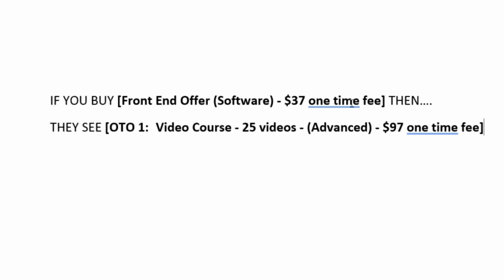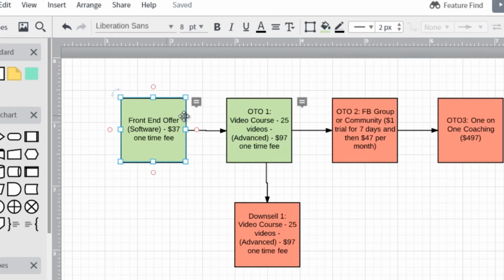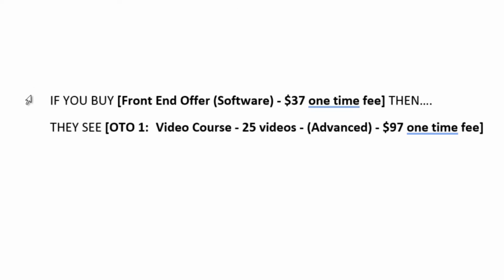So if you buy this, then they see this. All right. So let's go back over here. If they buy this, then they see this, right? If they don't buy this, then nothing happens. You don't have to write that down. So they just leave. So if they buy that, that happens. Okay, so let's start from here. All right, let's start it again.